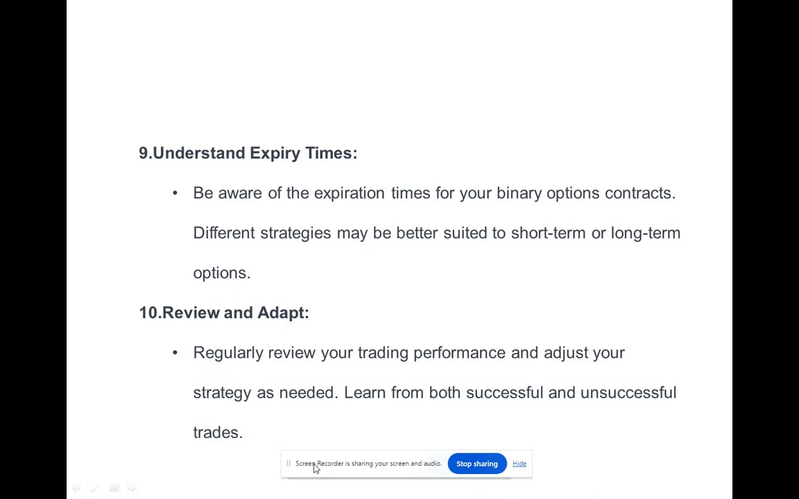These are the 10 basic steps to make profit in binary option. So if you want to start your journey as a binary option trader, you must follow these steps. Okay, you must follow these steps.